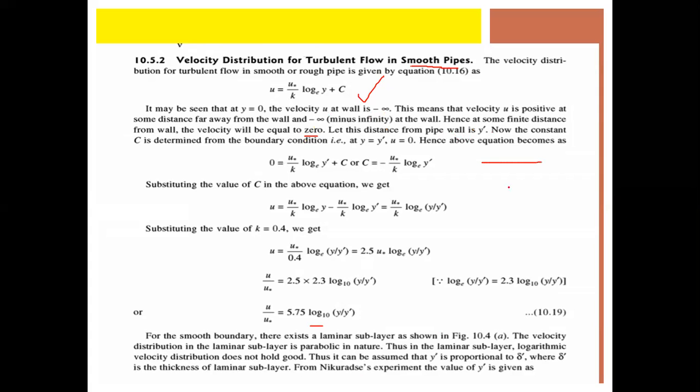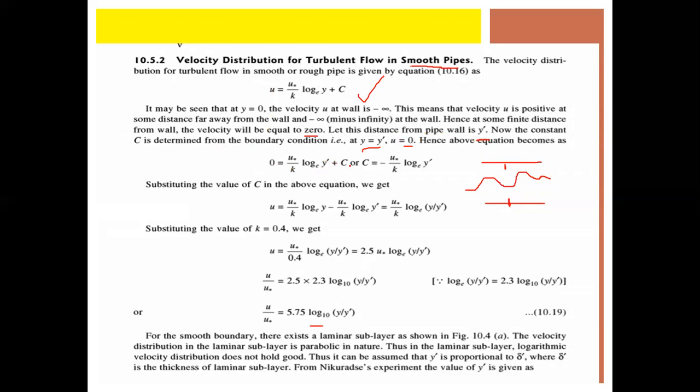If this is a pipe, then water, some type of fluid, is going inside the pipe. So this is the pipe wall, and the distance from the pipe wall is y dash. Now the constant c is determined from the boundary condition, that is, at y equal to y dash, u is equal to 0. Therefore the equation becomes: put u equal to 0 and y equal to y dash. Therefore 0 is equal to u star by k into log e y dash plus c.